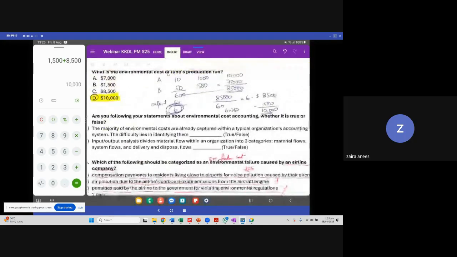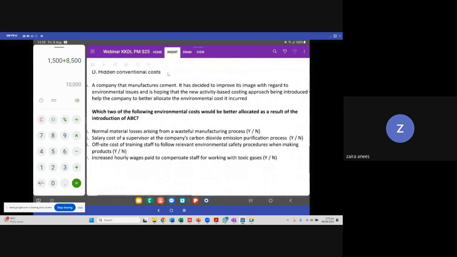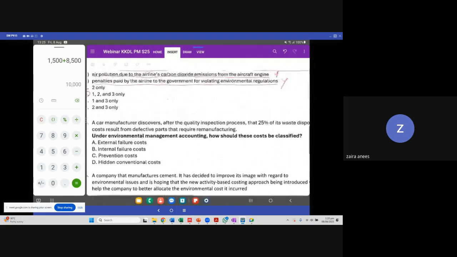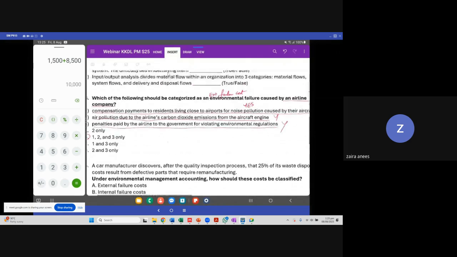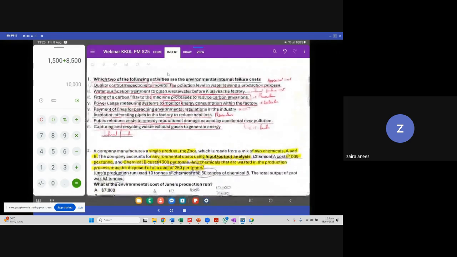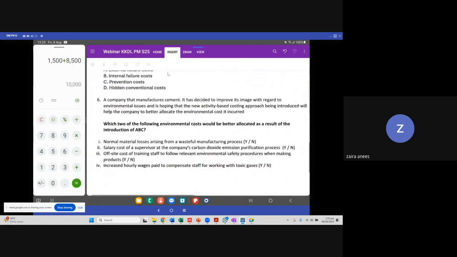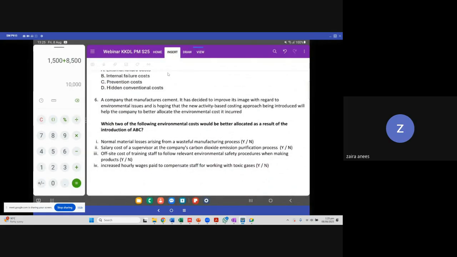I think we can do one or two MCQs more and then we will finish. I think we can do this question, this MCQ. This is the last thing which we are doing, and then we'll see if we can do decision making a little bit now.